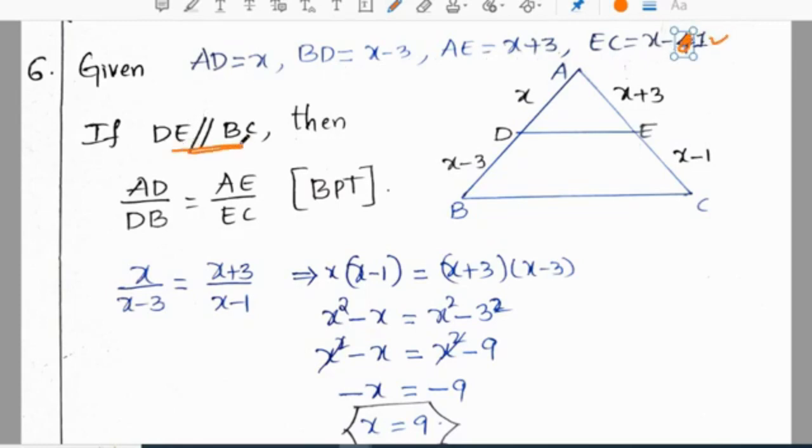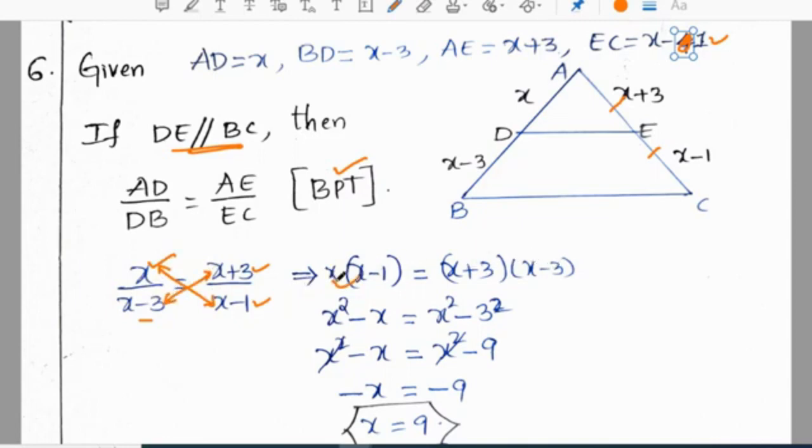So DE is parallel to BC, so we have to apply the basic proportionality theorem, which is AD by DB is equal to AE by EC. So AD is x, DB is x minus 3, AE is x plus 3, EC is x minus 1. When two fractions are equated, we have to do cross multiplication. x into x minus 1 is equal to x minus 3 into x plus 3.